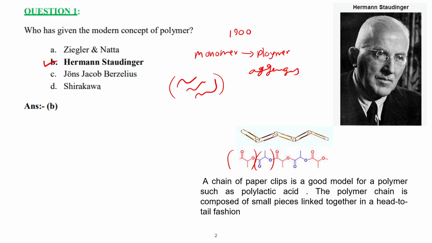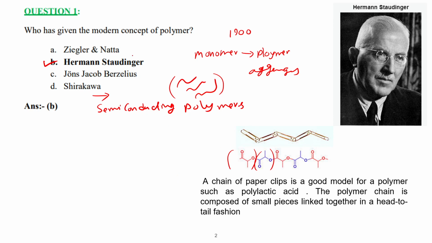And Shirakawa is also one of the Nobel laureates in polymer chemistry. He discovered that some polymers are actually semiconductors, semiconducting polymers. That's his field, and he discovered this kind of phenomenon and received the Nobel Prize. So Shirakawa is one of the Nobel laureates in this polymer chemistry field.